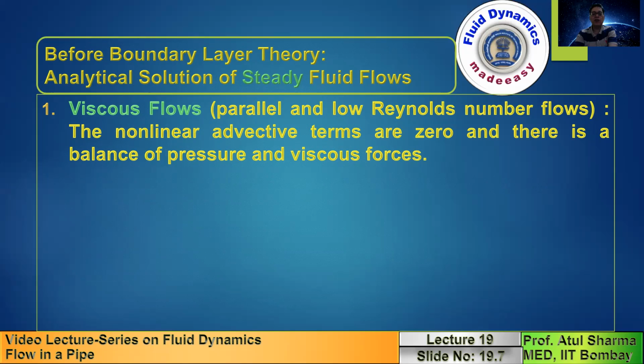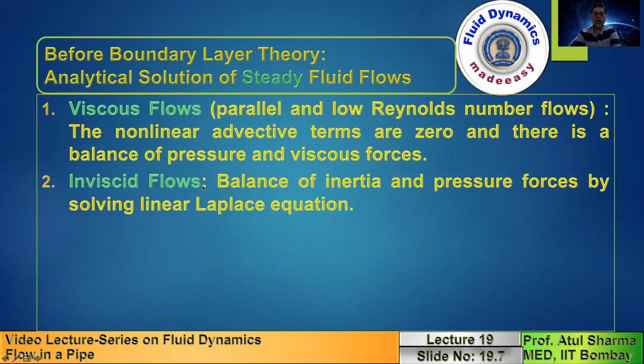When we considered a fully developed flow situation, the streamwise change of the streamwise momentum flow rate, the advection term, became zero. And for fully developed flow condition, we basically had the balance between the pressure and viscous forces. So for such simplest flow situations, we had analytical solutions for viscous flow. And the second class for which we had analytical solution was inviscid flow, as I had mentioned earlier, where you have a balance of inertia and pressure force by solving a linear Laplace equation.